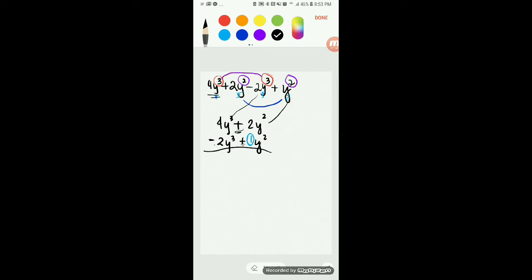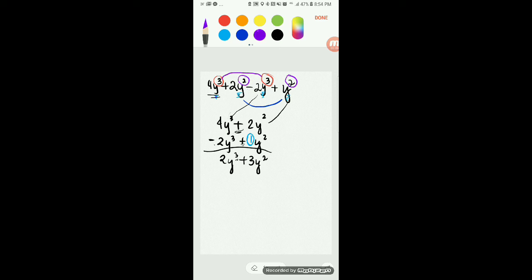So, 4y to the 3rd power minus 2y to the 3rd power is equal to 2y to the 3rd power. The index does not change. This is not y to the 6th. It's not multiplication, okay? We are not multiplying the indices. Okay, so the next one, plus 2y squared plus 1y squared. So that means we have 1, 2, 3, 3y squared. Okay? Again, the variable is the same, the indices are the same.